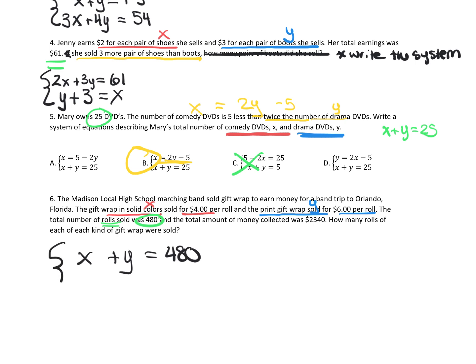Remember, all your similar label things need to go together. Rolls plus rolls makes my total rolls. Now the money they collected, money is $4 for every X roll plus $6 for every Y roll. And the money they collected was $2,340.